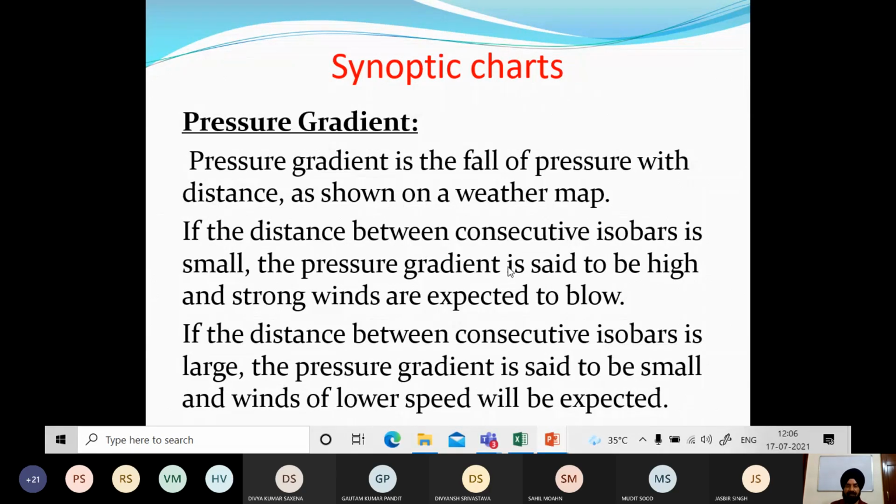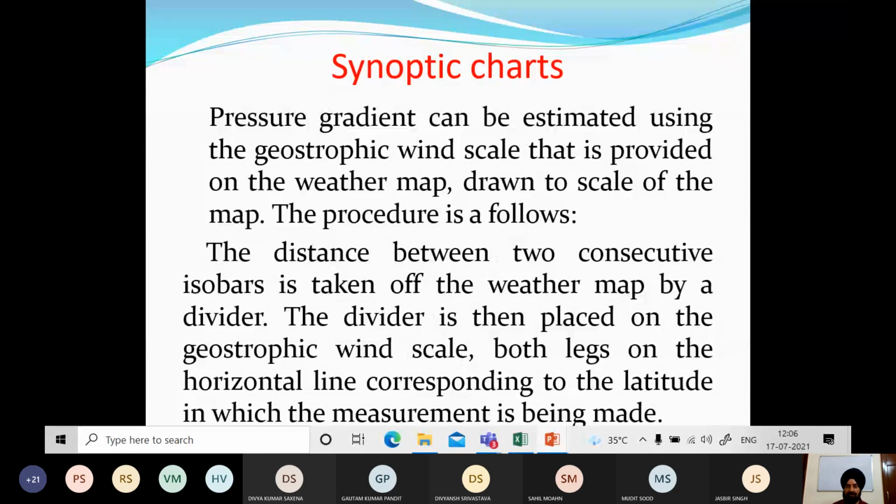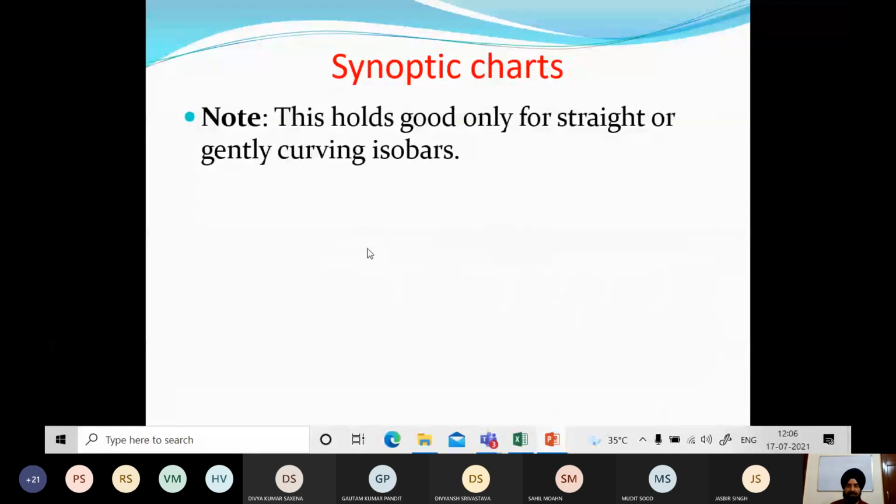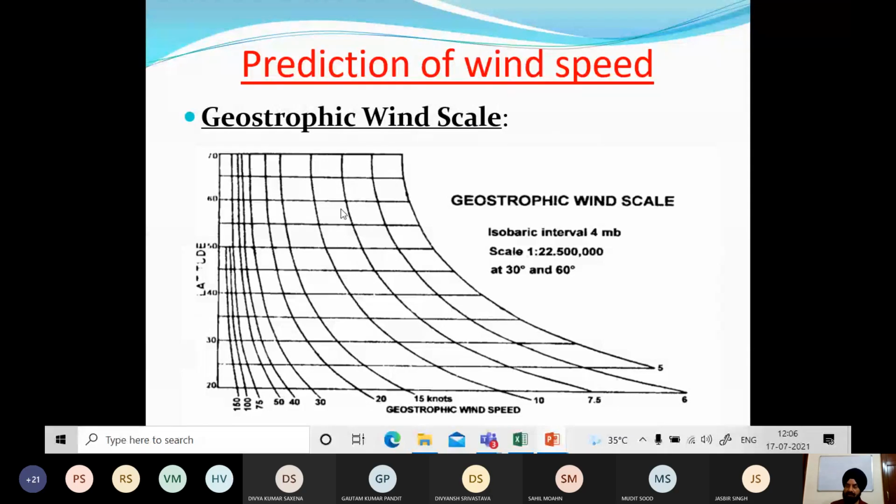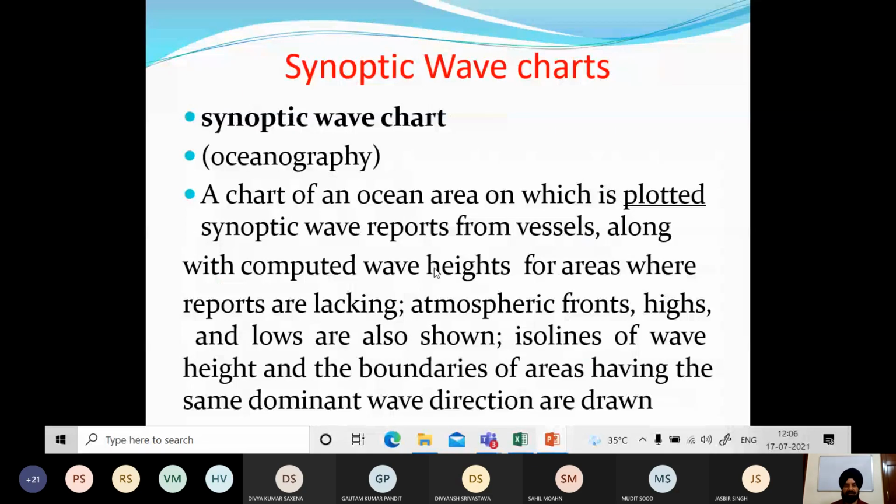And pressure gradient can be estimated using the geostrophic wind scale also. Now that also we have seen, how to calculate the wind speed with the divider from the chart, I mean from this geostrophic wind scale. ये भी हमने देख लिया. This also we understand कि ये कैसे निकालना है, वो भी हमें पता लग जाता है.